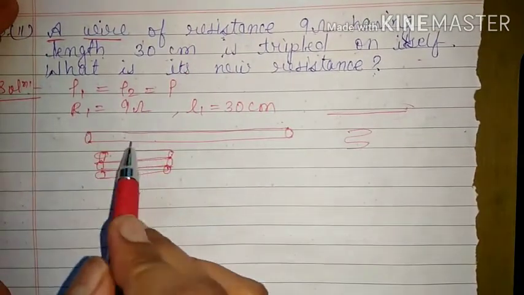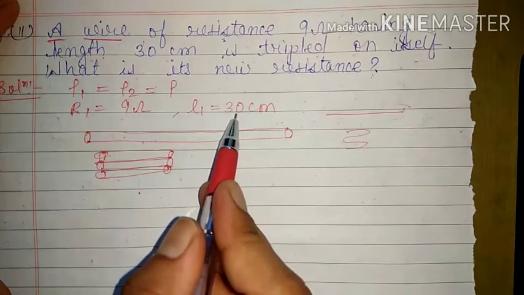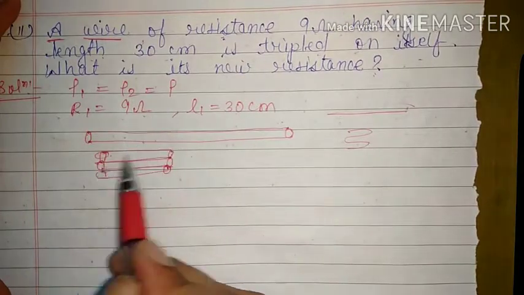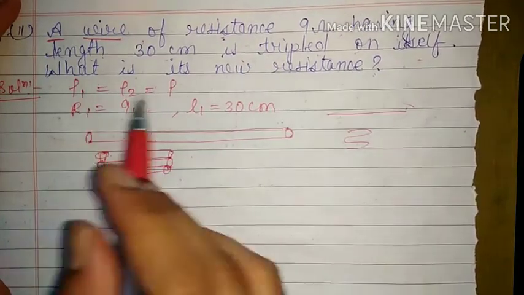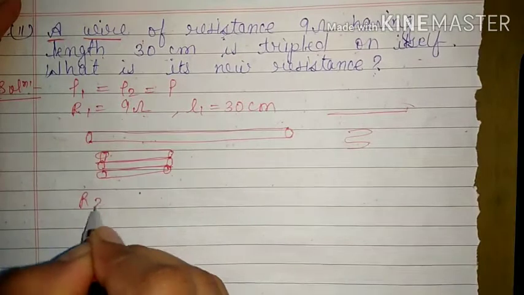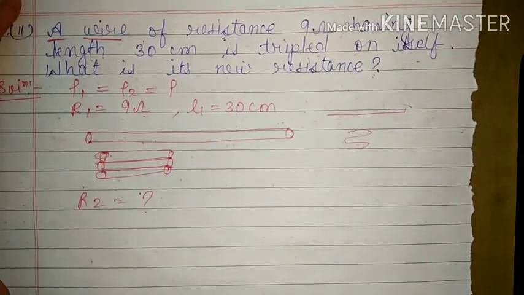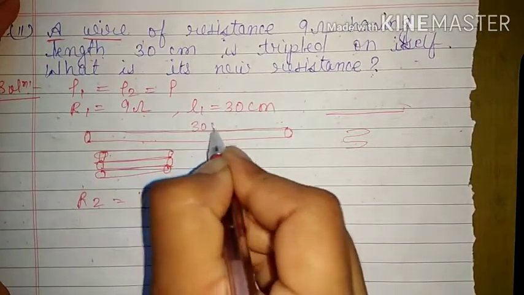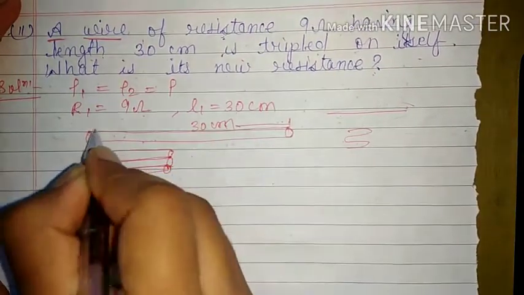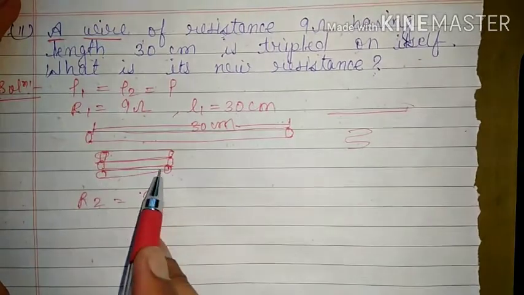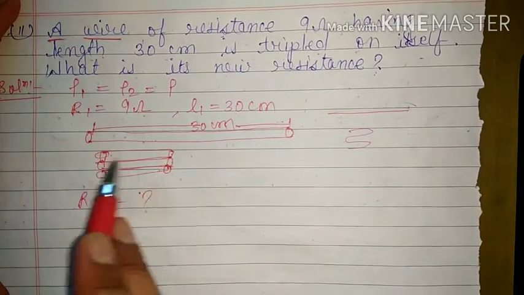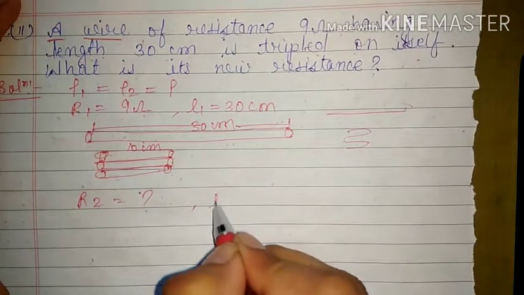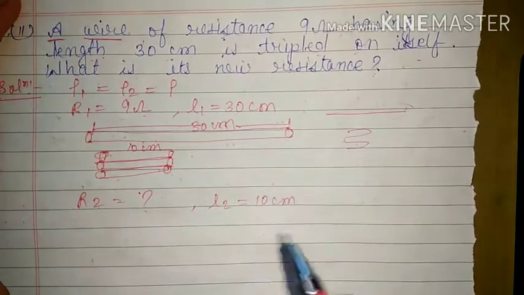So the conditions are given for this wire. That means R1, when the wire was in this state, its length was 30 centimeter and its resistance was 9 ohm, and now it has been tripled on itself. What is the new resistance? That means we have to calculate R2. Now first of all, if the total length is 30 centimeter, then here we are having 3 parts. What will be the length of one part? Obviously 10 centimeter. That means L2 is equal to 10 centimeter.